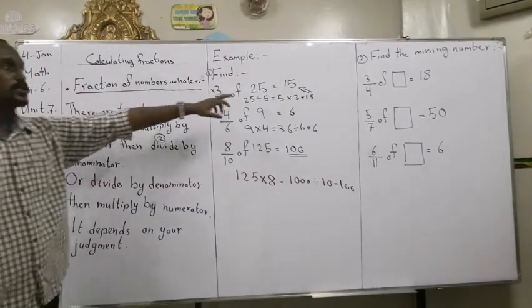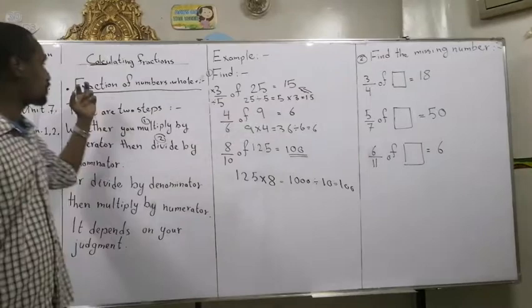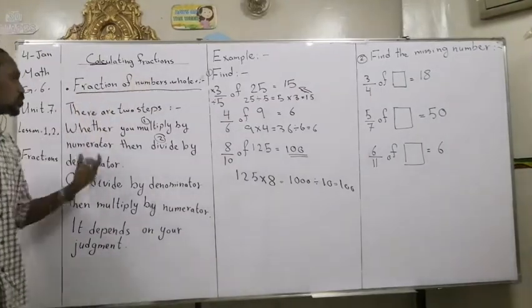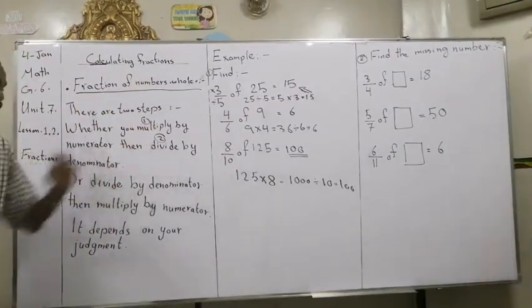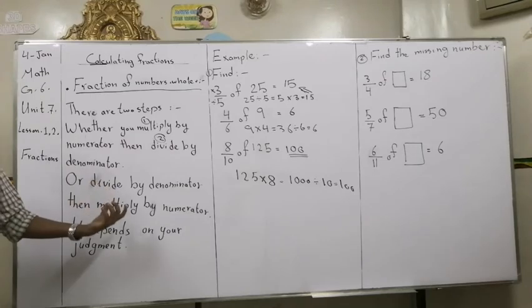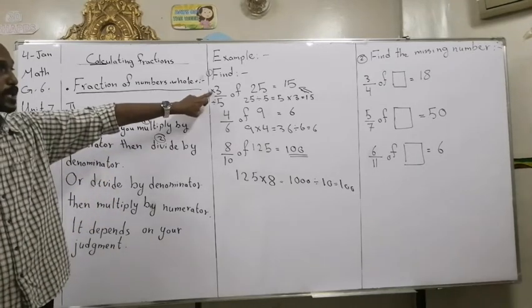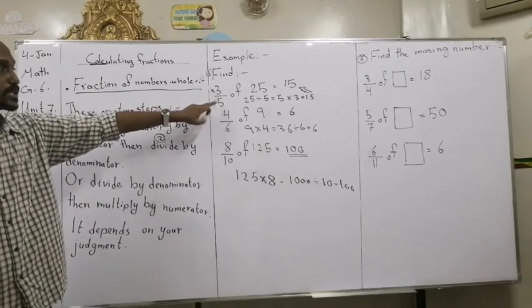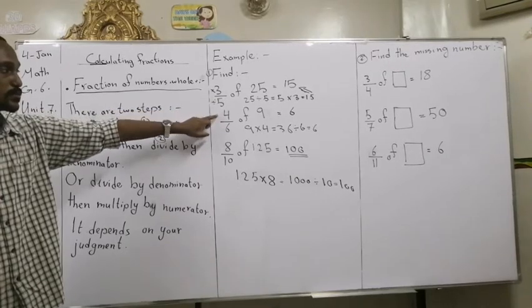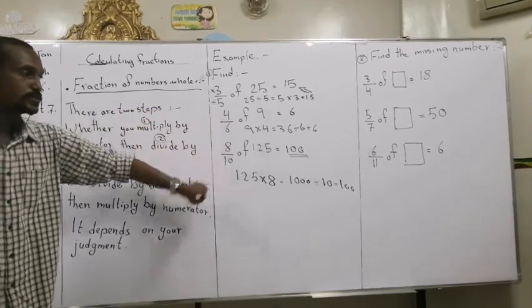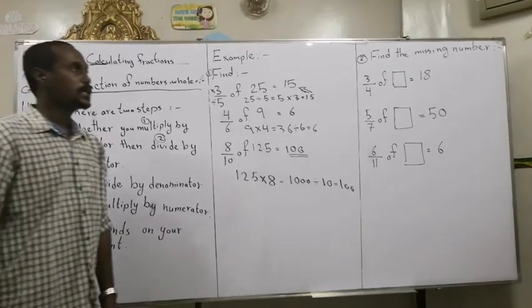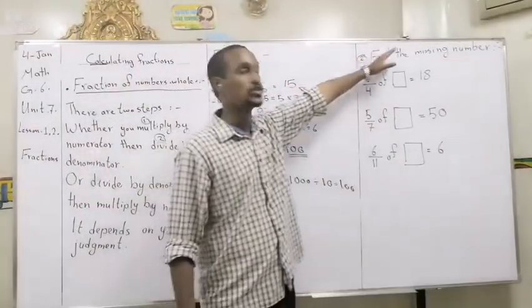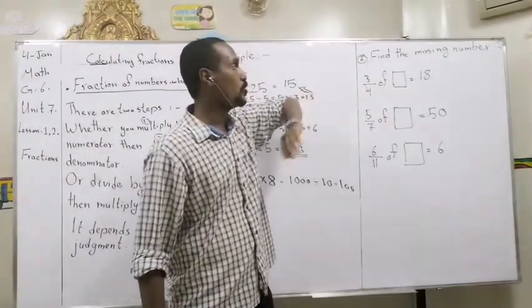Fraction of numbers. This is when I want to find the fraction of a number. So multiply, then divide, or divide, then multiply. Always we multiply by the numerator and divide by the denominator. Multiply, divide, multiply, divide. So this is it. But here we have another kind of question.